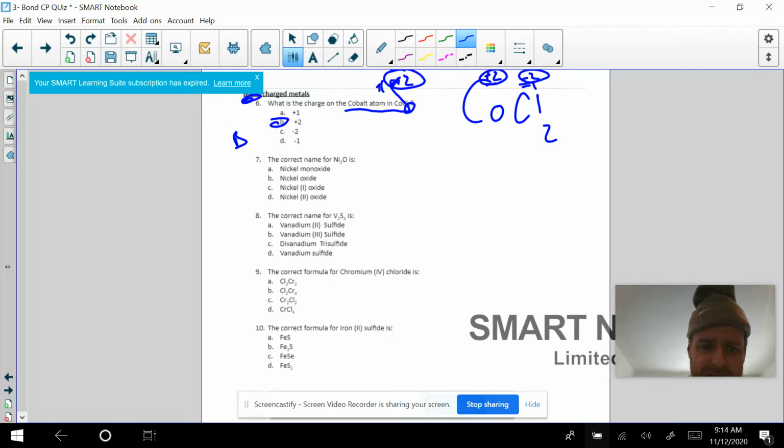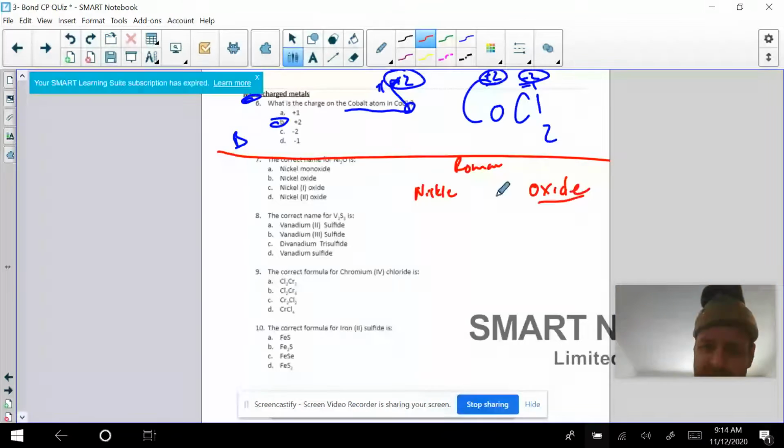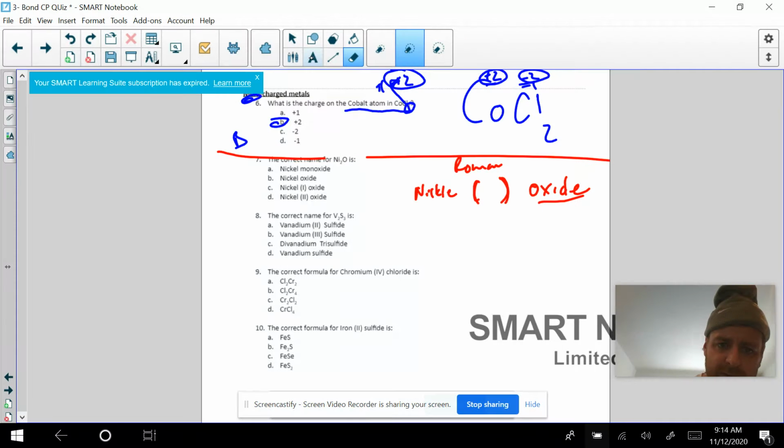The correct name. Okay, so here's the deal when you name multi-charged metals. When you name multi-charged metals, you need a Roman numeral, like we talked about yesterday. All right, you need a Roman numeral. So write out the elements, nickel and oxide, and the only thing that you are going to do differently than you did in the last page is put a Roman numeral here, but you have to figure out which one it is, okay?